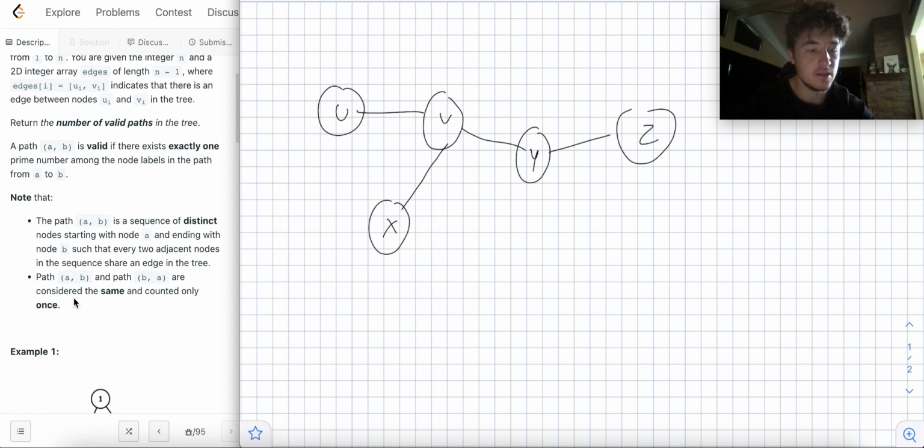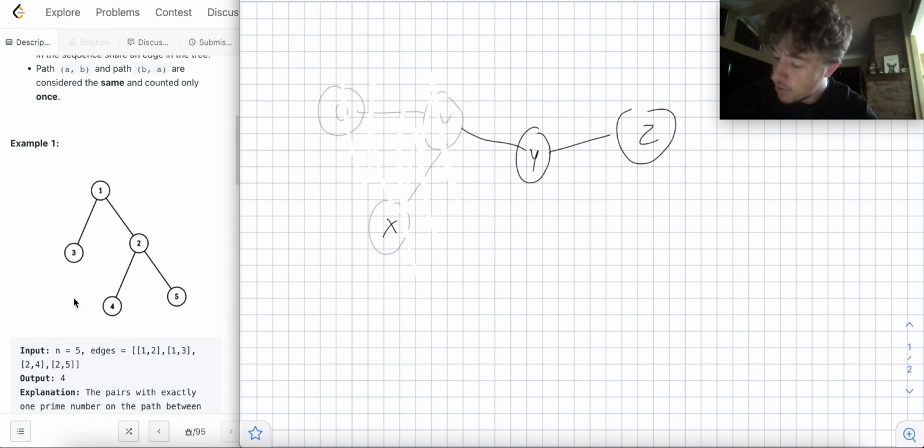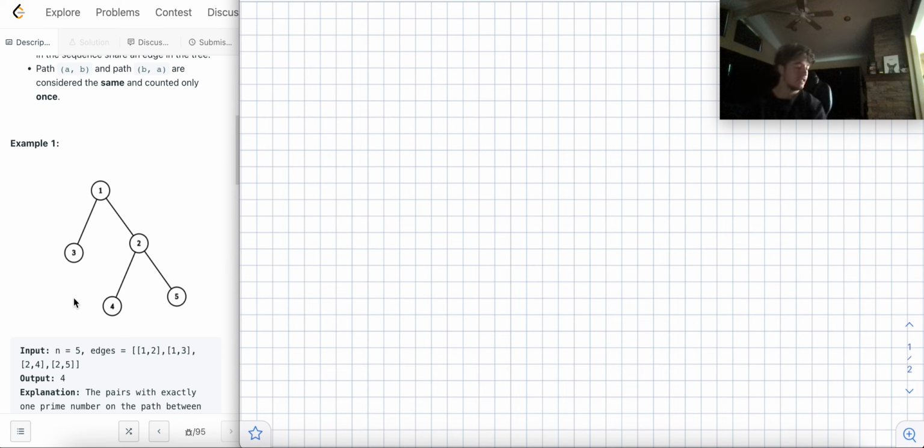Okay. So let's go ahead and do an example. Now, one of the preliminary notes you should always be considering when you solve tree problems or graph problems in general is that it's not necessarily a binary tree. It's not necessarily a tree with a root. This is just a system of nodes that are connected, and the connections don't create cycles.